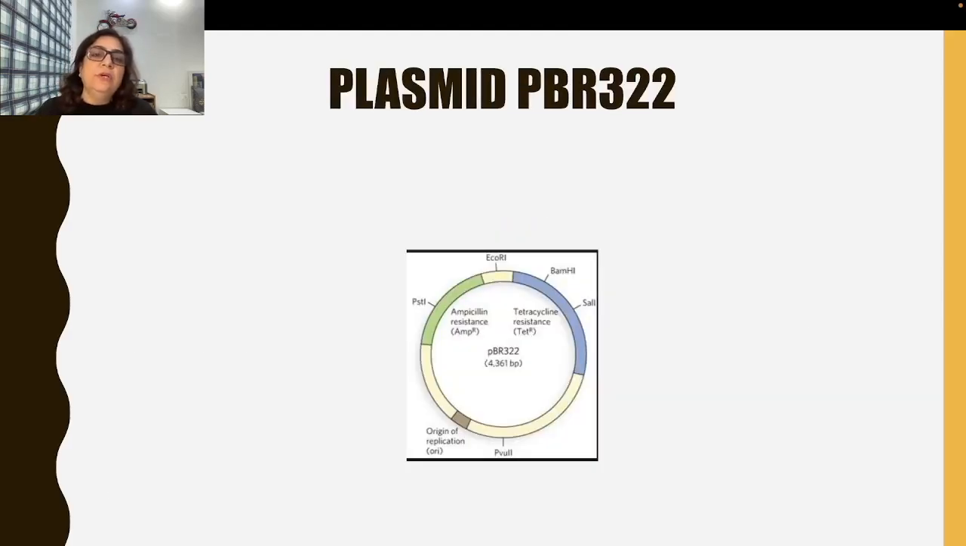Now this is the plasmid pBR322. Small p stands for plasmid. B and R are the initials of the scientists who discovered this plasmid, Bolivar and Rodriguez. The size of the plasmid is 4361 base pairs. It has an origin of replication; you can see ORI is written, and it has two resistance genes. One is the ampicillin resistance gene, the other is the tetracycline resistance gene.